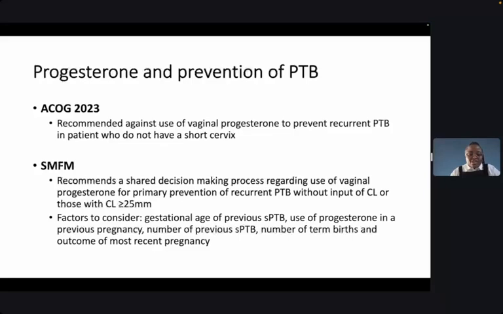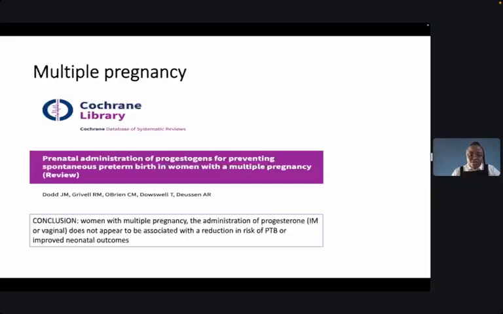And then the Society for Maternal-Fetal Medicine, in the same year, said that even if this patient has a previous preterm delivery, you have to look at other factors that can help us decide if these patients are going to benefit from progesterone. The factors that you need to consider are the gestational age of presentation of the previous spontaneous preterm birth, the use of progesterone in the previous pregnancy, the number of previous spontaneous preterm deliveries, and the number of term births or any outcomes of recent pregnancies. If you see that the patient has more previous preterm deliveries, and the gestational age where the patient delivered was quite preterm, you can consider adding such factors and recommend giving this patient progesterone.